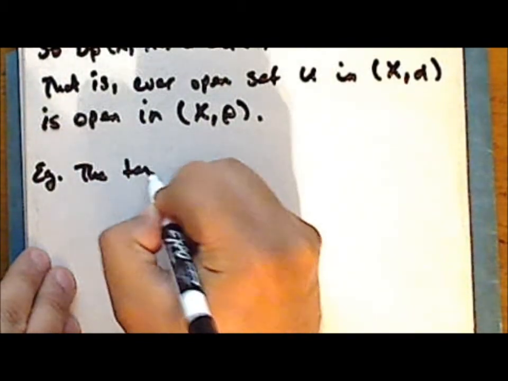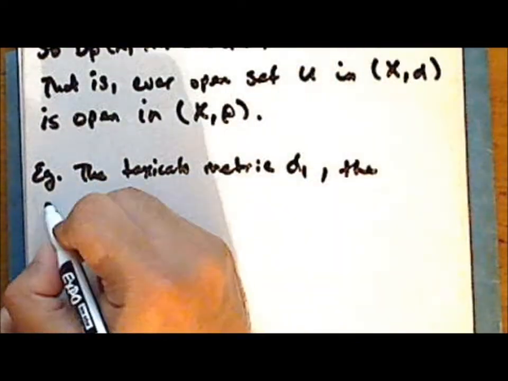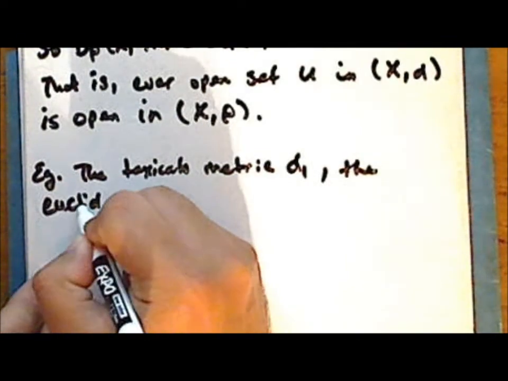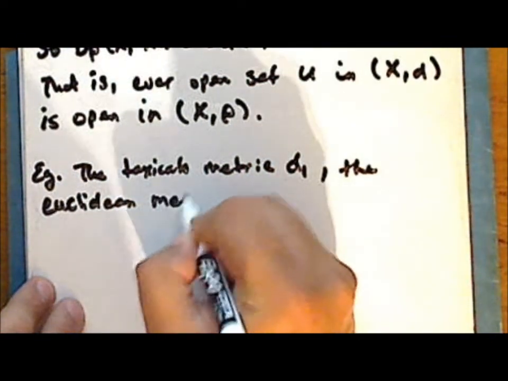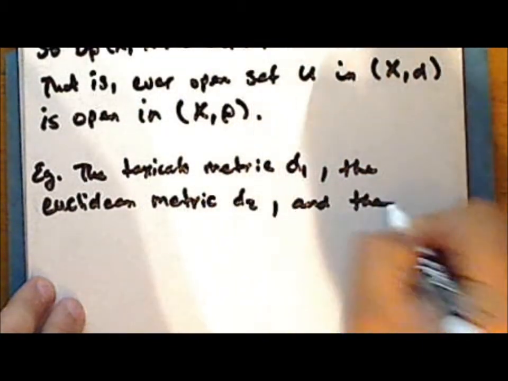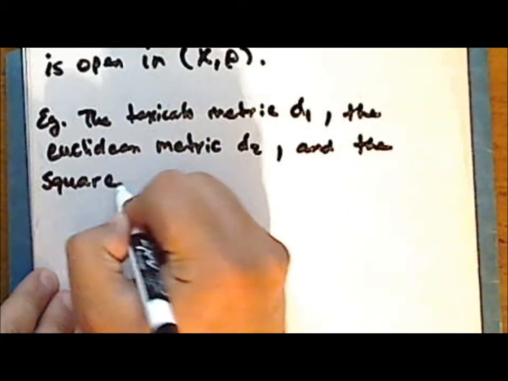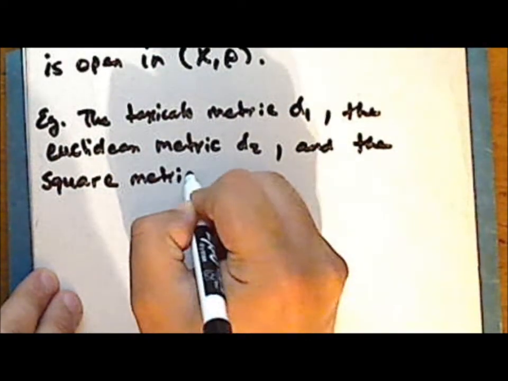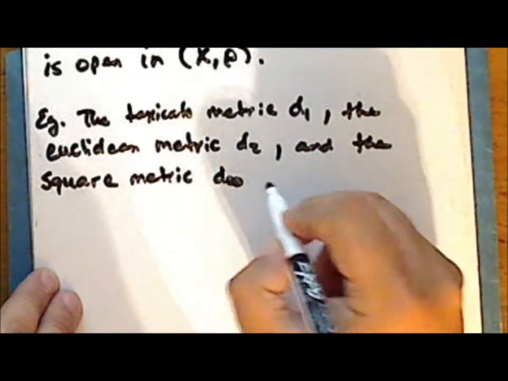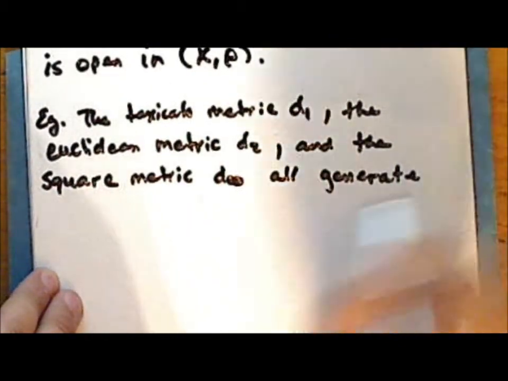So we will now show that the taxicab metric D sub 1, the Euclidean metric D sub 2, and the square metric D sub infinity all generate equivalent topologies.